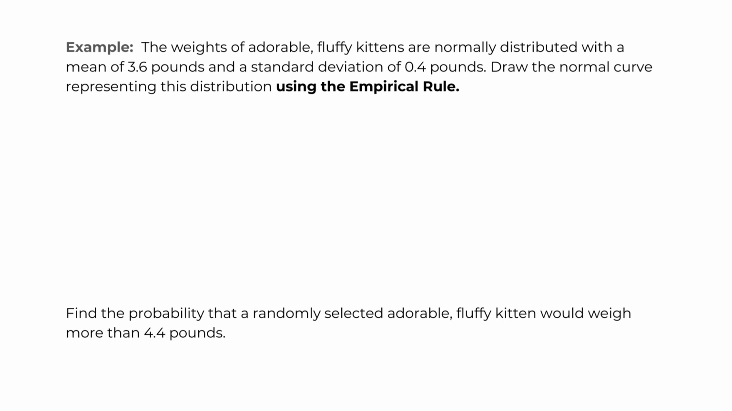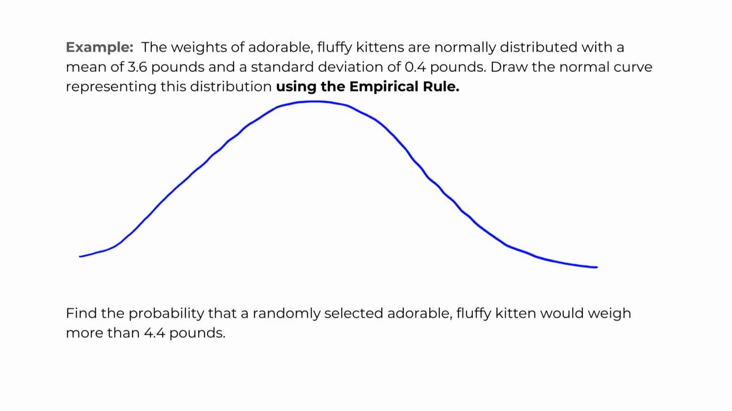So the weights of adorable fluffy kittens are normally distributed with a mean of 3.6 and a standard deviation of 0.4. Draw the normal curve representing this distribution using the empirical rule. So what we would do here, this is where we hope I can do simple math in my head. I'm going to make a really fat normal curve so that we can fit everything. Our curve is going to be centered at the mean. So our mean, they told us, is 3.6 pounds.